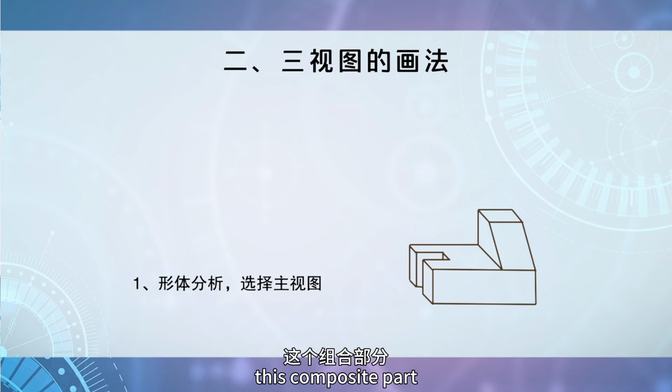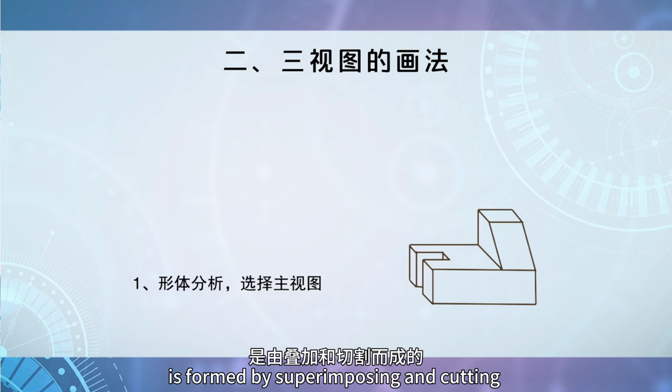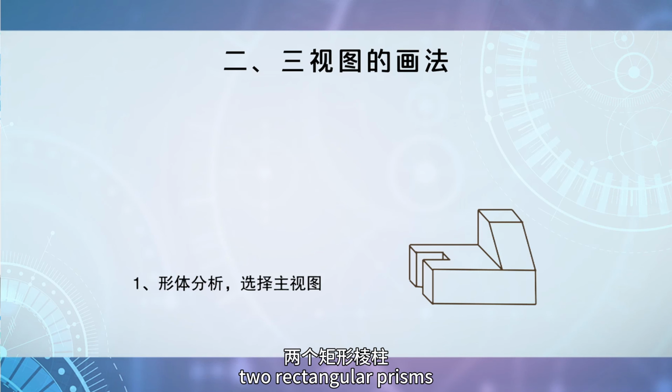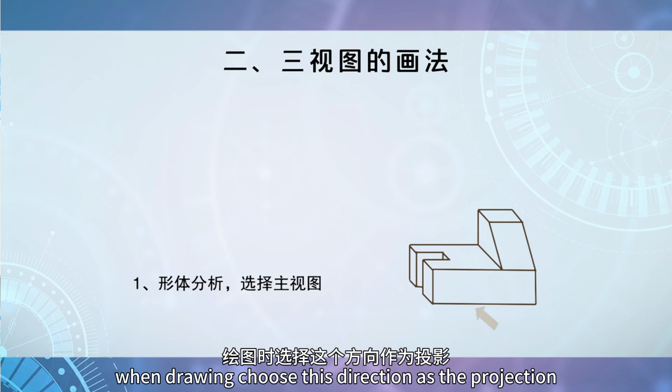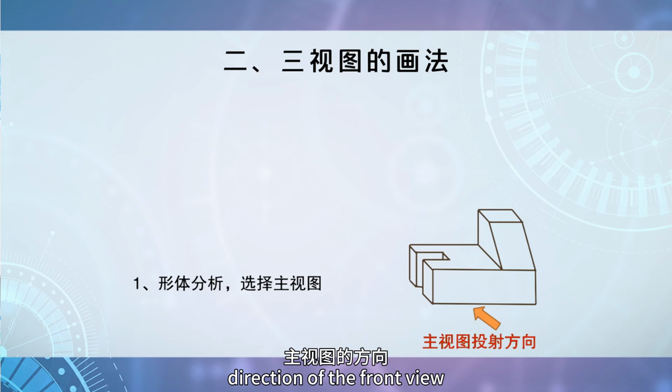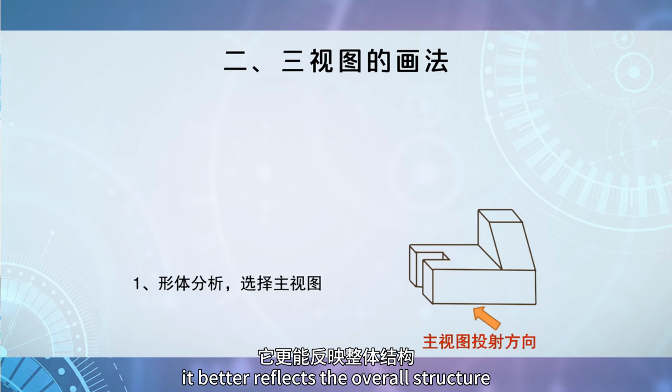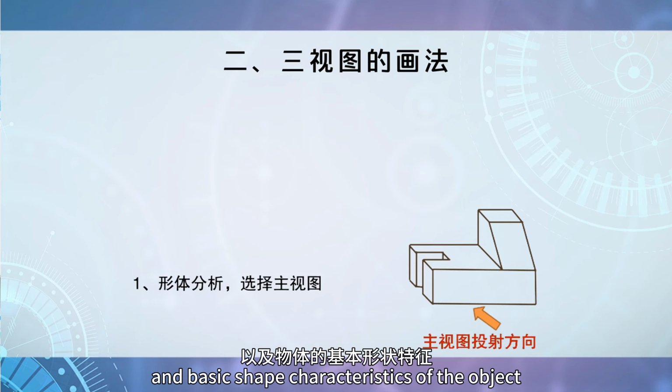This composite part is formed by superimposing and cutting two rectangular prisms. The shape is relatively simple. When drawing, choose this direction as the projection direction of the front view. It better reflects the overall structure and basic shape characteristics of the object.